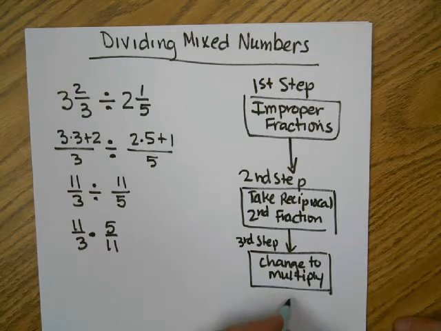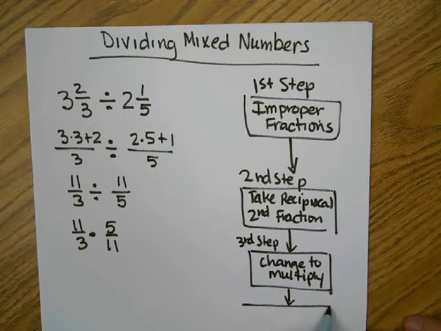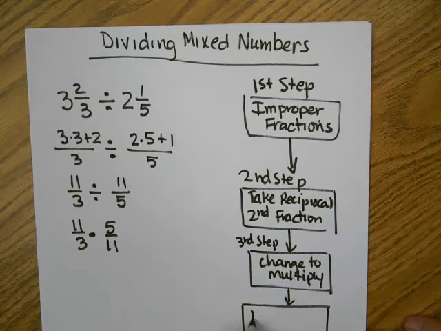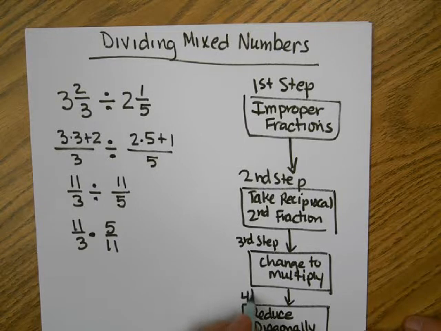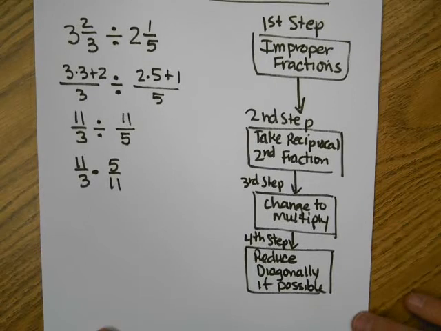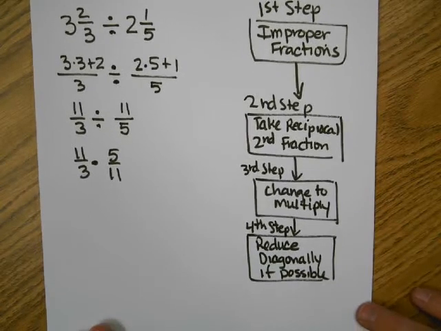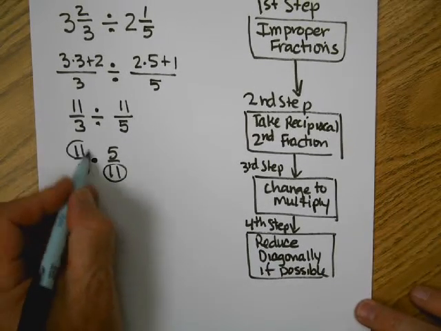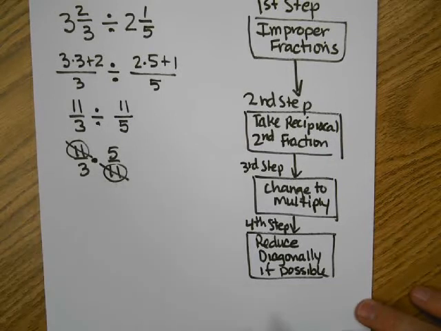Our next step is to try to reduce diagonally if possible. That's our fourth step already. So this is a lot of steps even though it's fractions. Just as difficult as algebra. So we're going to reduce these two terms right here. 11 and 11 are the same, so we can cross them out.